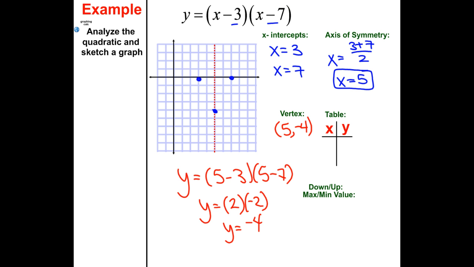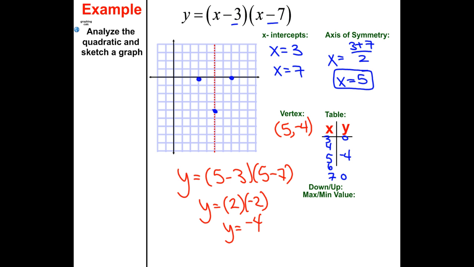Now I have 3 points and I want to get to 5 points. So what I'm going to do is look in between what I have. I have x equals 3, x equals 7, and x equals 5. So I have 3, 5, and 7. So I'm going to plug in 4 and 6. And remember, 4 and 6 are going to be the same number. We know 3 is 0. We know 7 is 0. We know 5 is -4.